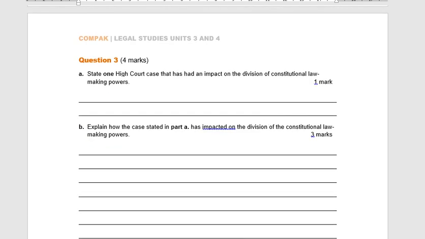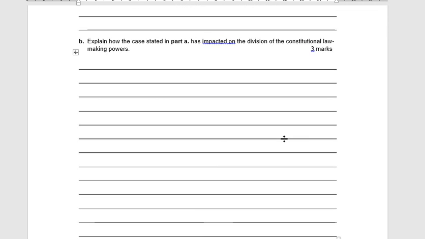State one High Court case that has had an impact on the division of constitutional lawmaking powers. Tasmanian Dam case. Explain how the case stated in Part A has impacted on the division of the constitutional lawmaking powers. Well, it's where Section 109 came in and said that the federal parliament has the right to make laws about international treaties, and I can talk about that for a little bit. 3 marks, so identifying the way, going into more depth about it, and then giving an example would get me those 3 marks.